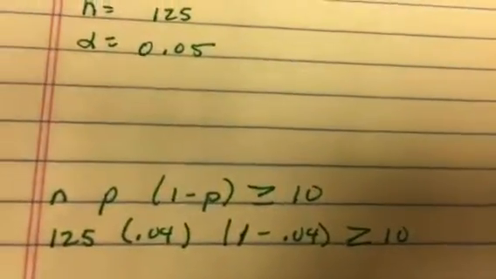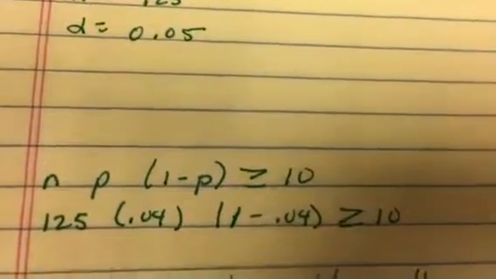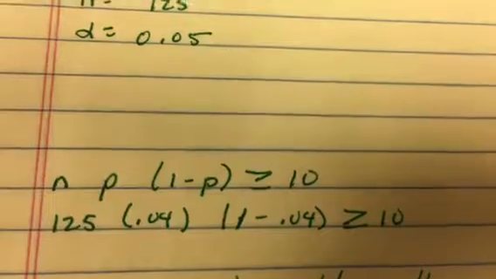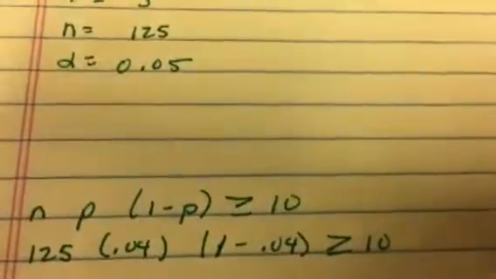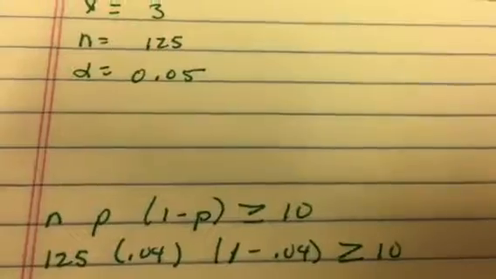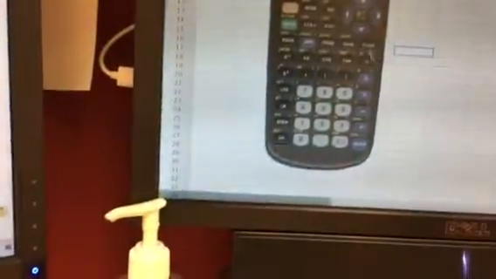So what we have to do, we have to use our variance formula. And we have to do n times p times 1 minus p to see that it is greater than 10. So we're putting in 125 from the sample size, the 0.04 from your hypothesis statement, times 1 minus 0.04. So I'm going to open up my calculator.